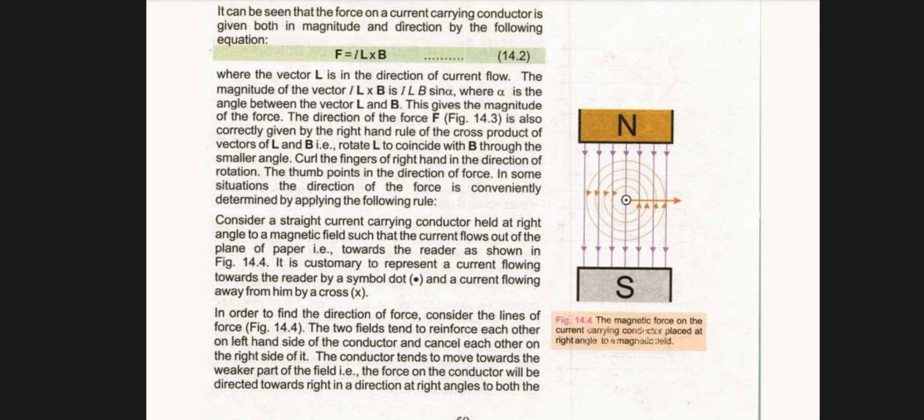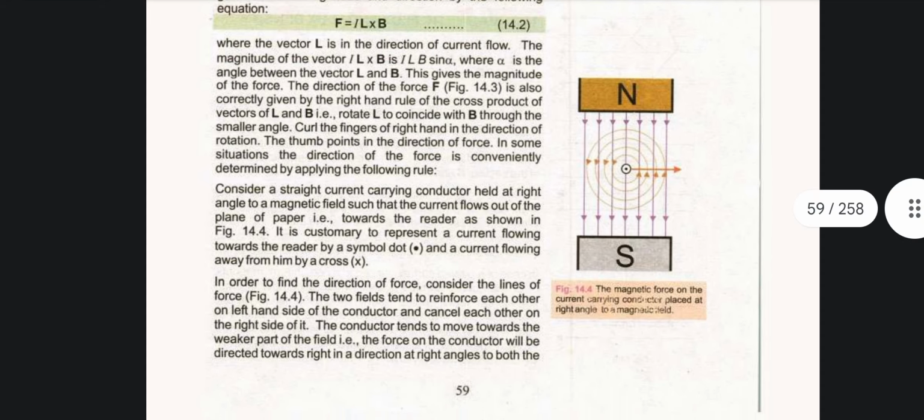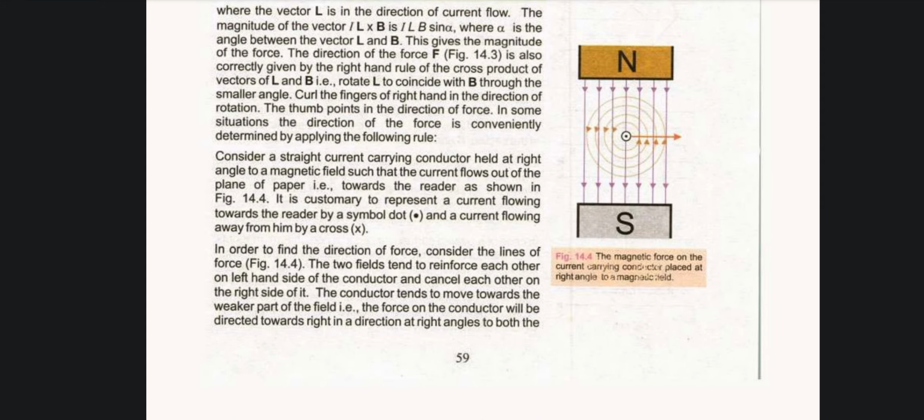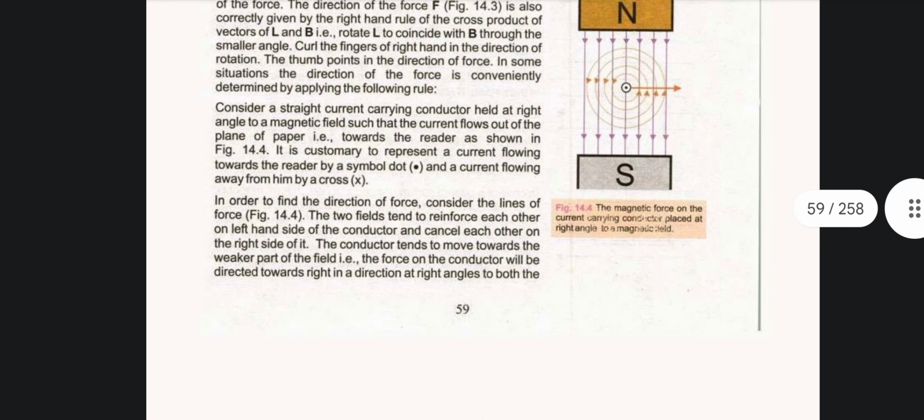In some situations, the direction of the force is conveniently determined by applying the following rule. Consider a straight current-carrying conductor held at right angle to a magnetic field such that the current flows out of the plane of paper, for example, towards the reader as shown in figure 14.4. It is customary to represent current flowing towards the reader by a symbol dot and current flowing away from him by a cross. In order to find the direction of force, consider the lines of force. The two fields tend to reinforce each other on the left-hand side of the conductor and cancel each other on the right-hand side of it.